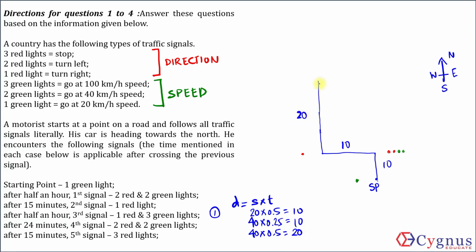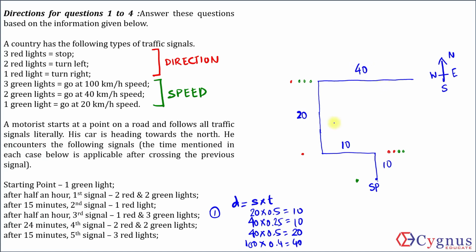Now he reaches another signal. What is this signal? 1 red, 3 green lights. 1 red means turn right. So at this point the driver should turn right and travel at a speed of 100 kilometers per hour. For how much time? 24 minutes. He encounters the next signal after 24 minutes. Till then he'll keep traveling at 100 kilometers per hour for 24 minutes. 40 kilometers.